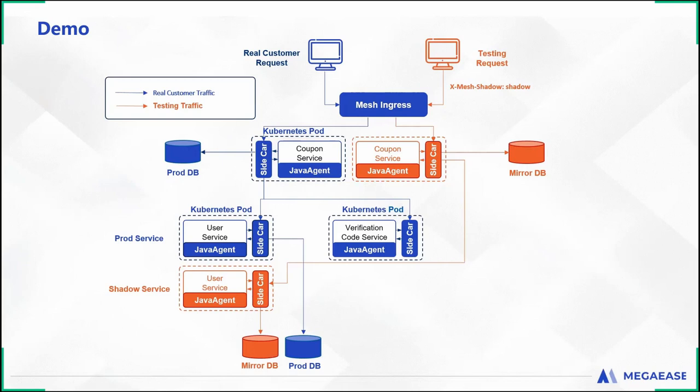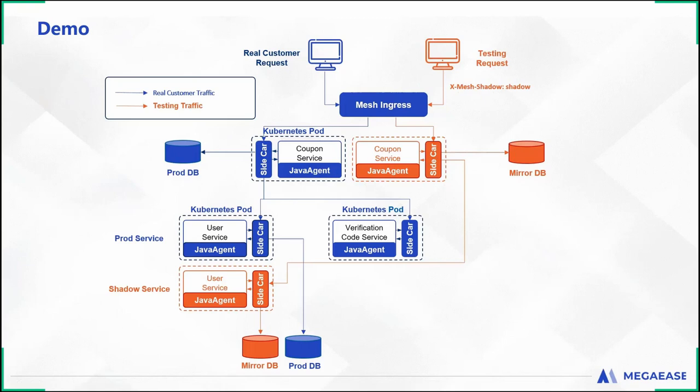For the test traffic, we will add an x-mesh-shadow header to it. Any request with this header goes to the replicated services according to the canary rules we just deployed, following the orange lines. And the normal user requests still go to the production services. That is, they follow the blue lines.